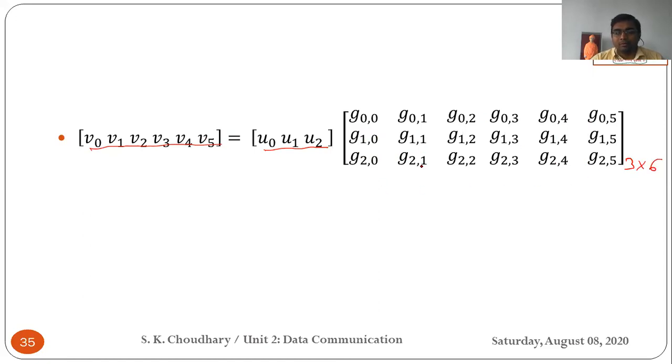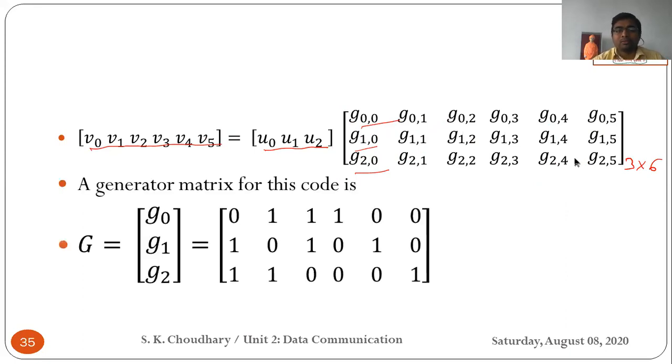There is a generator matrix. Now we have to find out the values of G00, G10, G20 like this. What should be the value of this in binary form? The generator matrix for this code, up to this point, we have discussed. So how has this generator matrix been generated? How have we written here the positions of G00 as 0, G10 as 0, 1, G20 as 1?